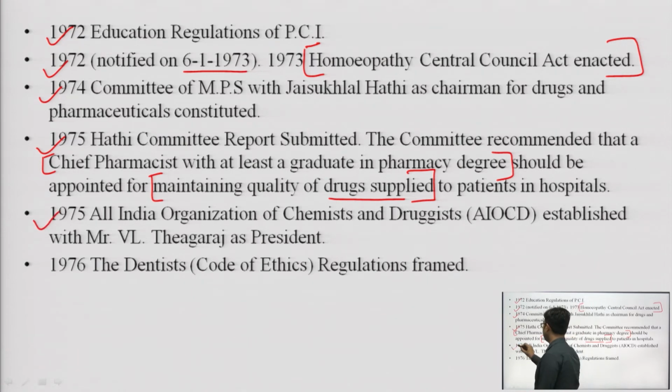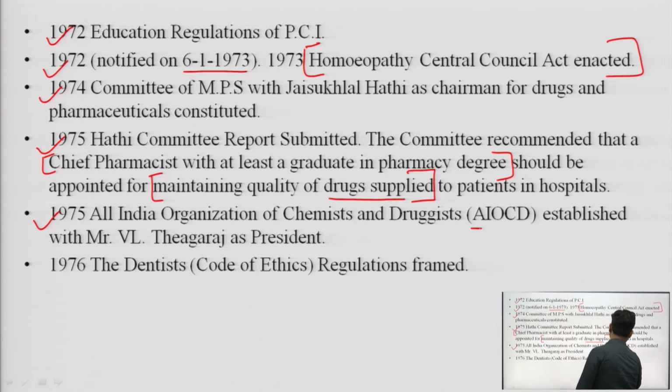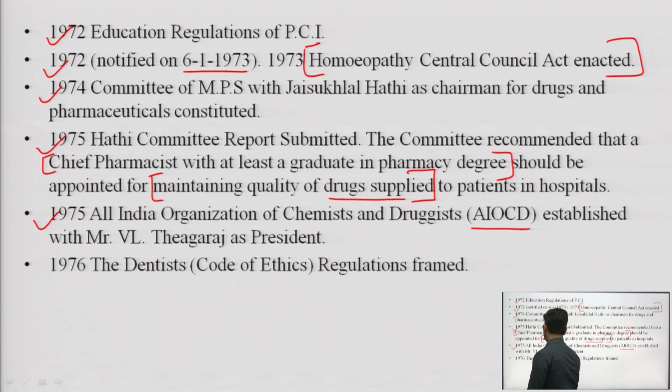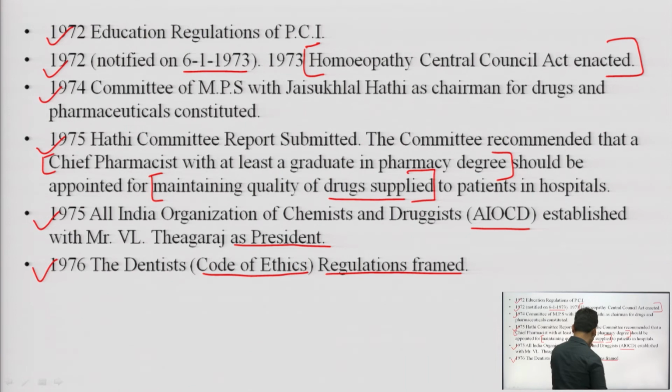In 1975, the All India Organization of Chemists and Druggists, AIOCD, was established with Mr. V.L. Thangaraj as president. In 1976, the Dentist Regulation was framed, which is also known as the Code of Ethics for Dental Practitioners. So this was also covered.